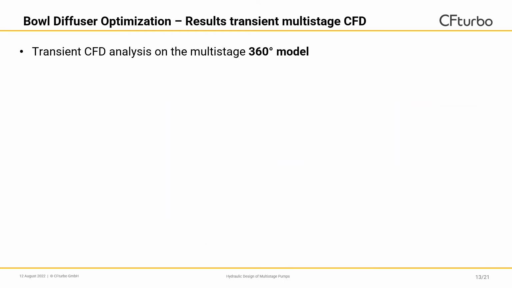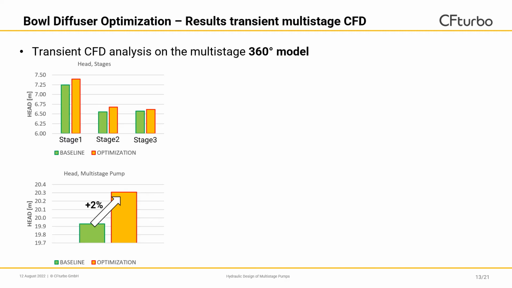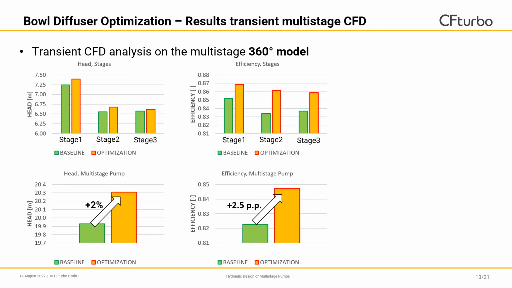So the previous data were results from our bowl diffuser optimization using steady-state CFD analysis on a reduced computational model which only reflects a single pump stage. In the next step, we perform transient CFD analysis on a multistage 360-degree model. When it comes to the head of our multistage pump, we were able to increase it by 2% by running an optimization. When talking about the efficiency of our multistage pump, we were able to increase it by 2.5 percentage points.